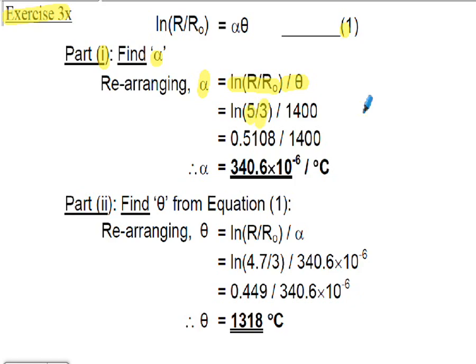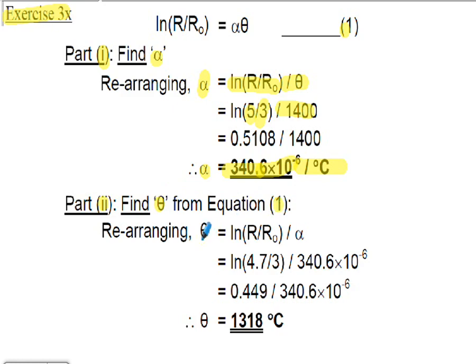So ln of 5 divided by 3, divided by 1400. Doing the numbers on that, we find that alpha is 340.6 times 10 to the minus 6 per degree C. I'll let you check the calculation. Part 2 of the question is to find theta. Again, we're going to use equation 1 here.